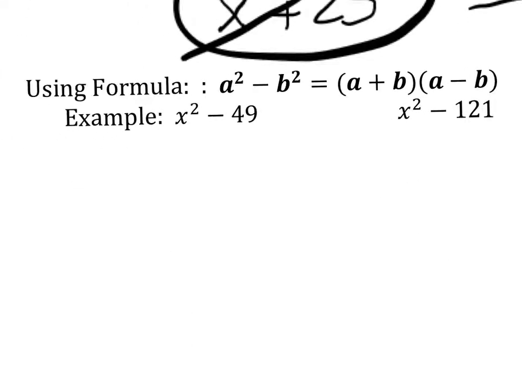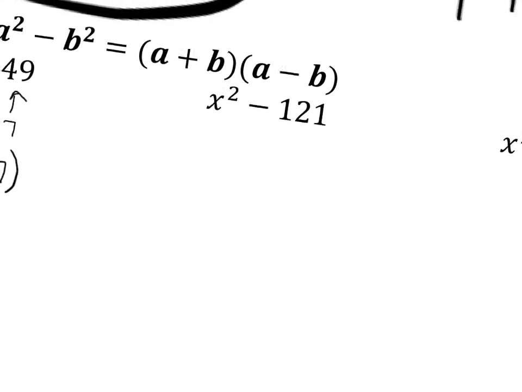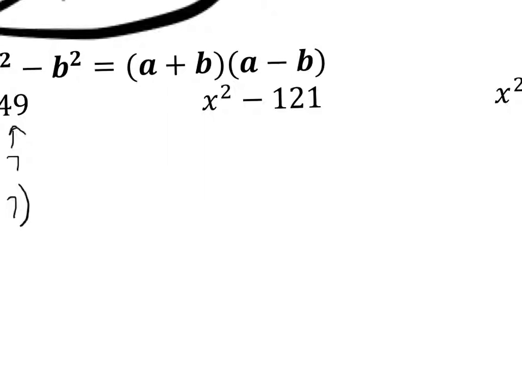Remember, we are just looking for conjugates, and they relate to the square root of the first term, which is x, and the square root of the second term, which is 7. So it's just going to be the conjugates x plus 7 times x minus 7 that this factors into. Let's look at the second problem here. What's squared with this first term? Well, that's x. What's squared with the second term? That's 11. So x plus 11 times x minus 11.